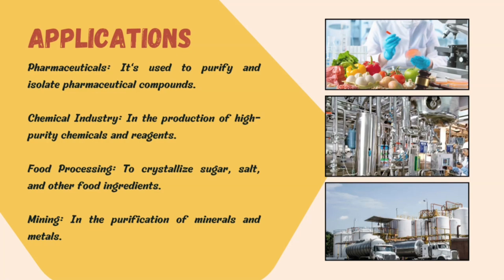And in the chemical industry, its purpose is for the production of high purity chemicals and intermediates. Example is the manufacture of inorganic salts and organic acids. In the food processing industry, its purpose is for the refinement and concentration of products. Example, sugar refinery, salt production, and crystallization of citric acid or other food substances.